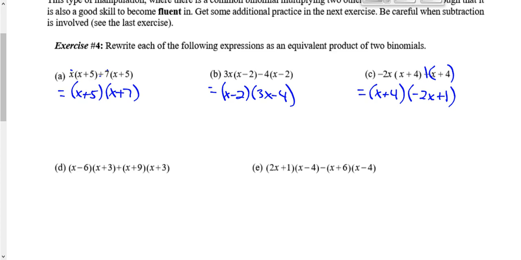Okay, now D and E are like the second ones we did, right? No, this one's easy, too. You just distribute the x. Right? No, we're not distributing. Okay, we're not distributing. We're going the opposite way.